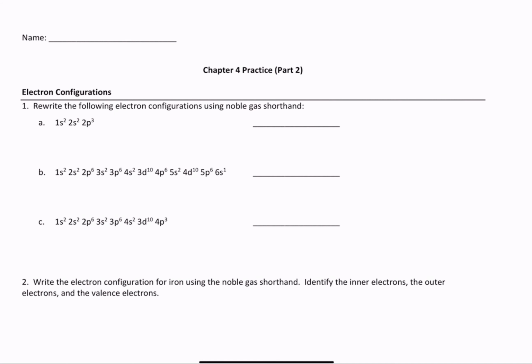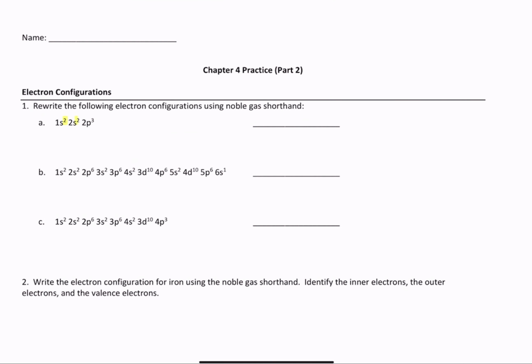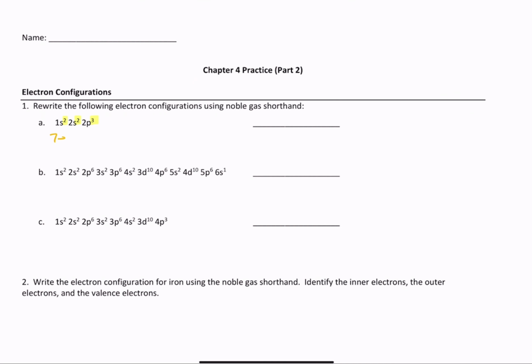Let's go over Chapter 4 Practice Worksheet Part 2. First of all, we have to rewrite the following electron configuration using noble gas shorthand. So let's take a look at the first one. What we see is that we have a total of 7 electrons. If we have 7 electrons, the atomic number for our neutral atom is 7. Therefore, we're looking at nitrogen.